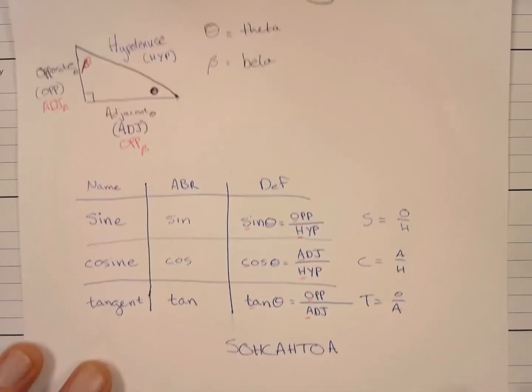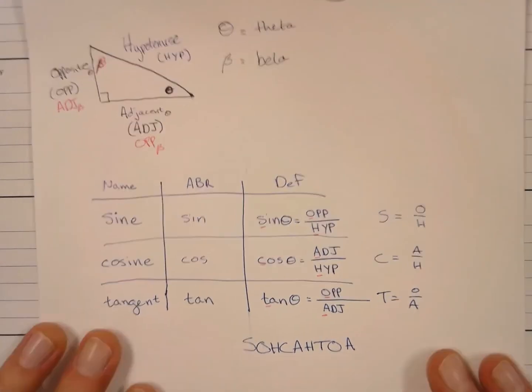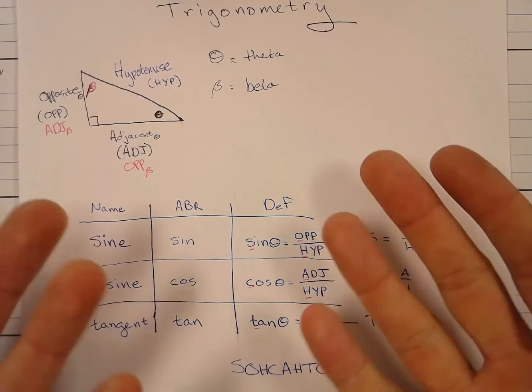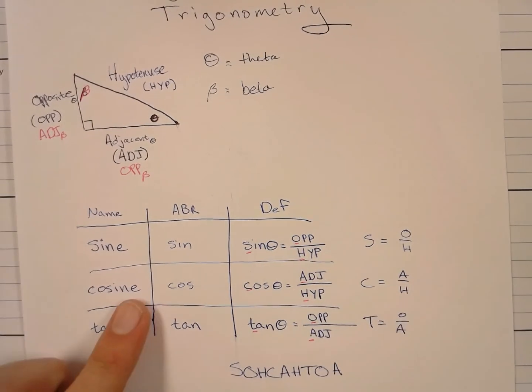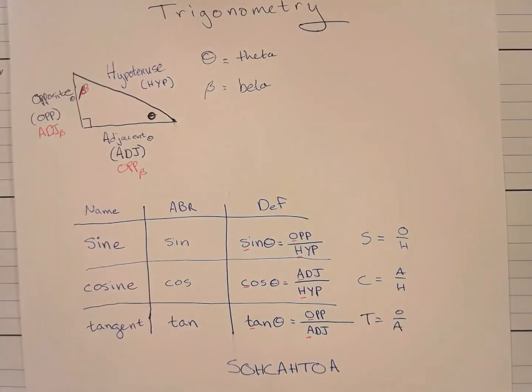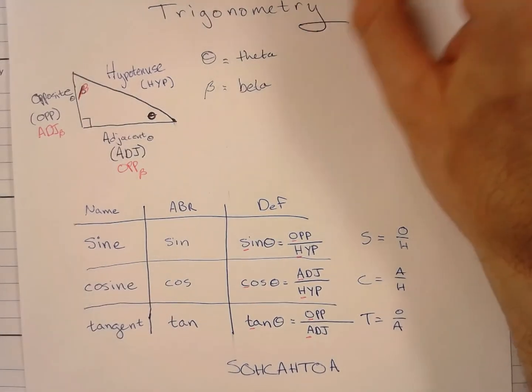And I want to keep my videos under 10 minutes, so that's the basic definitions. We will take a look at some example problems and how to use these lovely things in conjunction with our calculator to solve for missing angles and side lengths of right triangles.